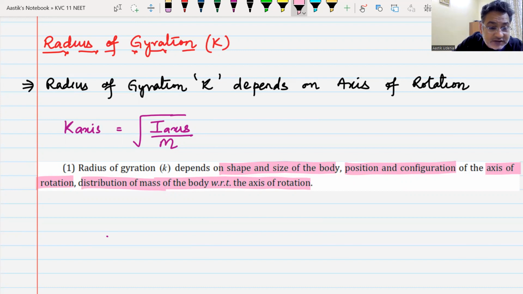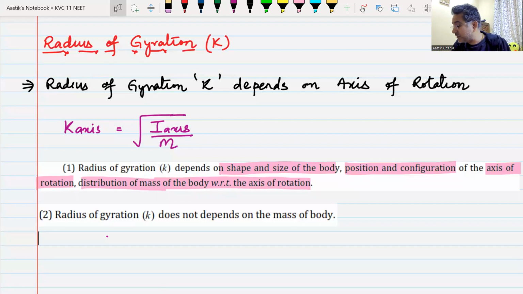One very important thing, and you must remember this and don't forget this: moment of inertia depends on the mass. Radius of gyration does not depend on the mass of the body. Very important thing, it does not depend on the mass of the body.